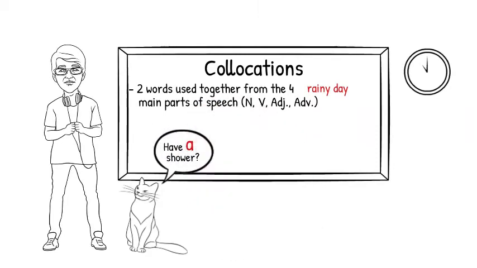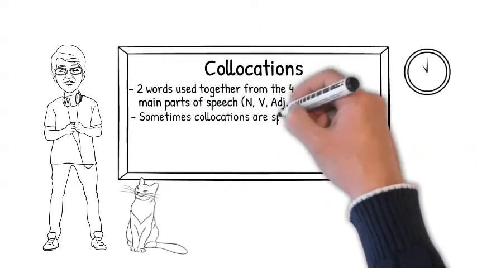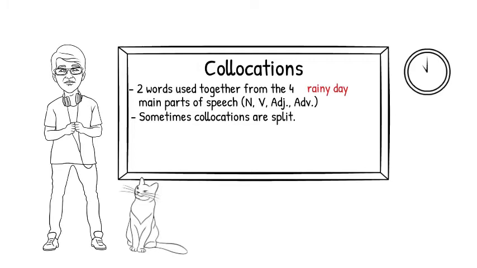Oh, that's another excellent question. Well, sometimes collocations are split, separated, and we have other words in the middle. For example, have and shower go together, but you can have a shower with a in the middle, or you can put more words in the middle, like have a hot shower or even have a long hot shower. Have and shower is still a collocation.